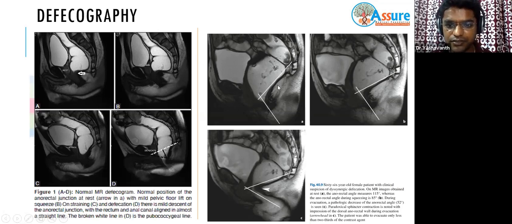Whereas in dyssynergic defecation, that is one of the things I said, it will become more acute. See, this is the normal angle. Whenever the patient is attempting to pass the stool, it is becoming more acute. So the angulation is there, which will prevent the stool from coming out easily. This is the time when you will likely have solitary rectal ulcer syndrome because of the hard stool impinging on this mucosal edge.